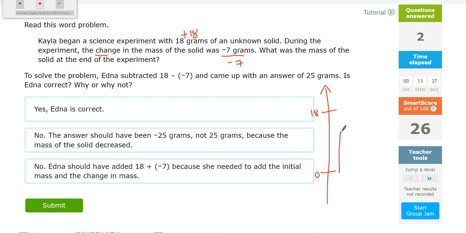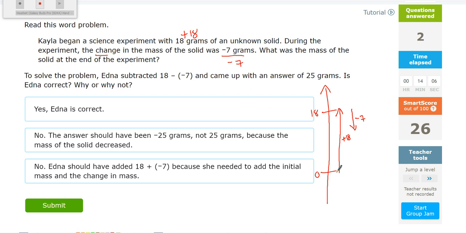So I draw an arrow going up to 18. Then it says the change of negative 7. And since the change was negative 7, that means from the end of 18, so from 18, I went down by 7. So here's the plus 18. Then from the tip of 18, I go down by 7, which would look something like this. There's minus 7.